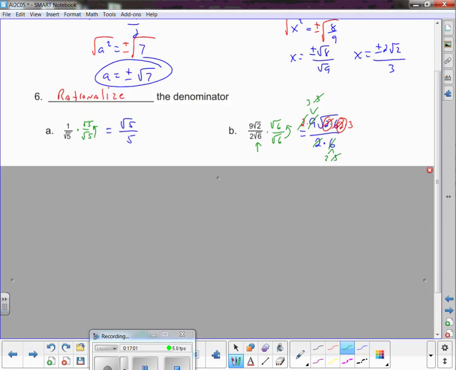Okay, so what did I just do? I made the 6 on the bottom a 2 times 3. The 9 on the top a 3 times 3. Those 3's divide out. What's left? I got a 3 times the square root of 3 on the top, and a 2 on the bottom. Now again, that one had a lot of simplifying.